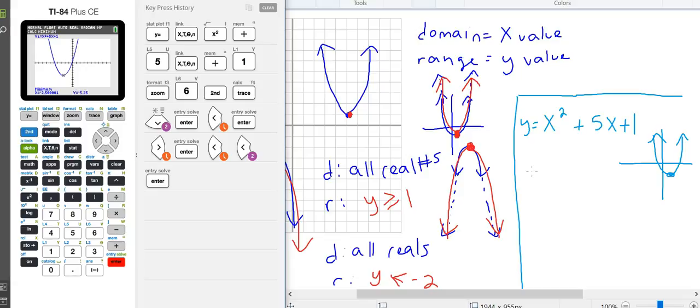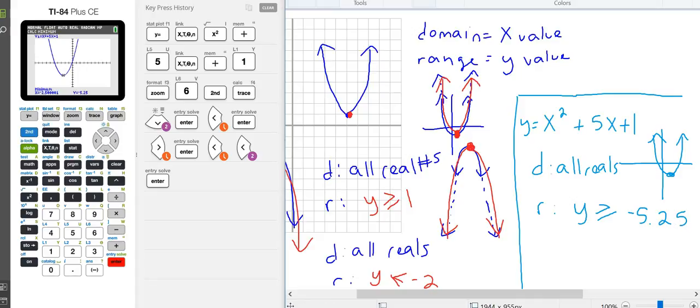We don't care about the x value, we care about the minimum y value because we're determining the range. We know that the domain of this is automatically going to be all reals. We're looking for the range. So since it opens upwards, we know that our range is going to be y is greater than or equal to -5.25. So our range is going to include -5.25 and everything that's greater than -5.25.